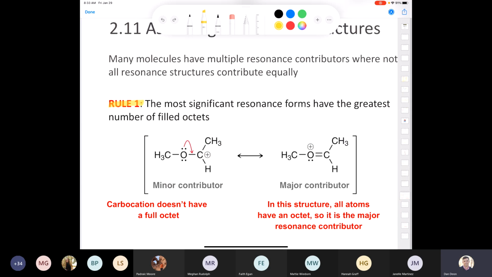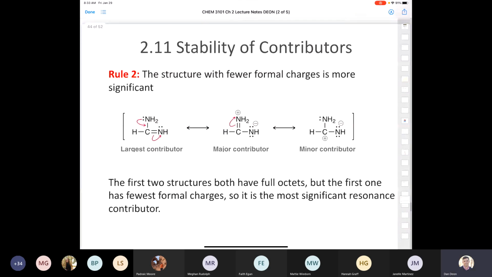The reason this is a minor contributor is because this carbon doesn't have a full octet, does it? It's only surrounded by 6 electrons: 1, 2, 3, 4, 5, 6. The oxygen has an octet, 1, 2, 3, 4, 5, 6, 7, 8, but the carbon doesn't. When I move one of the lone pairs from the oxygen in between the oxygen and the carbon, now you can see that both the oxygen and the carbon have filled octets. So when you have the most filled octets, that's going to be your greatest contributor, or your most significant resonance form. That's rule number 1.